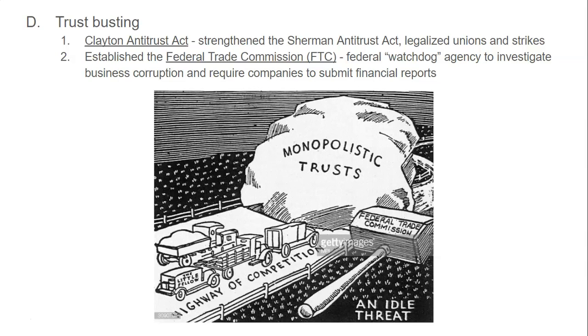His administration also established the Federal Trade Commission, or the FTC, which is essentially a federal agency that acts like a watchdog, or it supervises business practices. It keeps an eye out for business corruption and possibly trying to create mergers and trusts. And it may even require companies to submit financial reports at certain times, again, just to kind of watch for any type of corrupt business practices that could hurt the consumer.